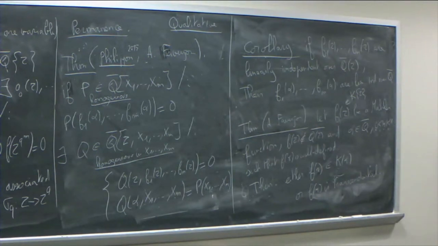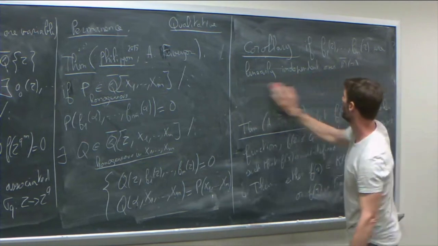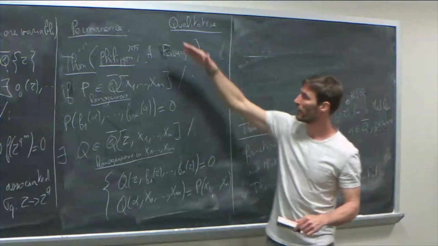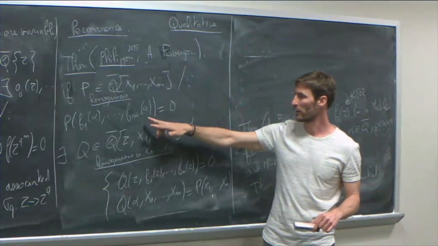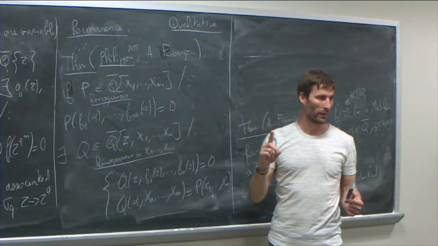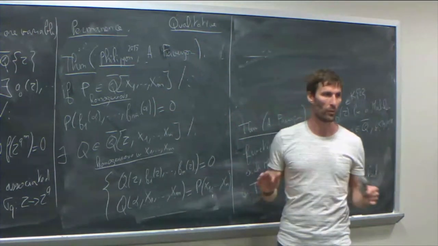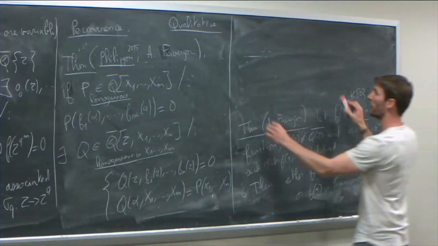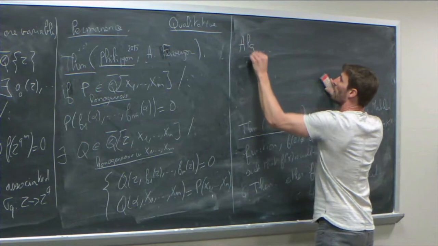And the other main implication of this permanence phenomenon, and I chose the word permanence because it really says that one consequence is that if you have a relation at one point, then you have a similar relation at any point. So that's why I chose that name. And the second thing is the algorithm.